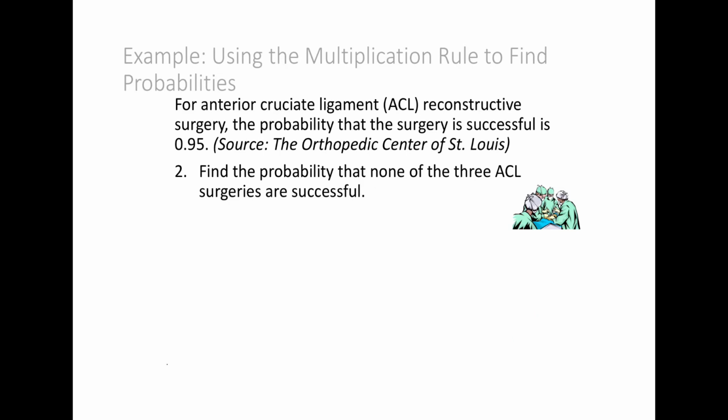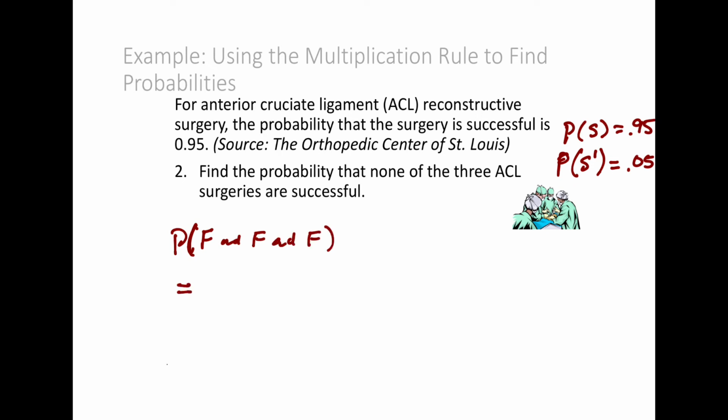For anterior cruciate ligament reconstructive surgery, the probability it is successful is 95%. Find the probability that none of the 3 ACL surgeries are successful. Okay, well, if there's a 95% chance of success, so the probability of success for one event is 95%, we can say the probability of its complement, so here we're using our complement rule, S prime, which is the same as failure, would be 0.05. So we can either write, you don't have to put S prime, but we could put failure, followed by a failure, followed by a failure.